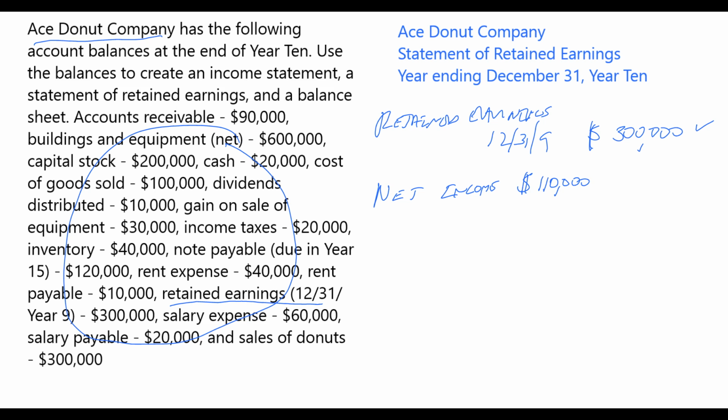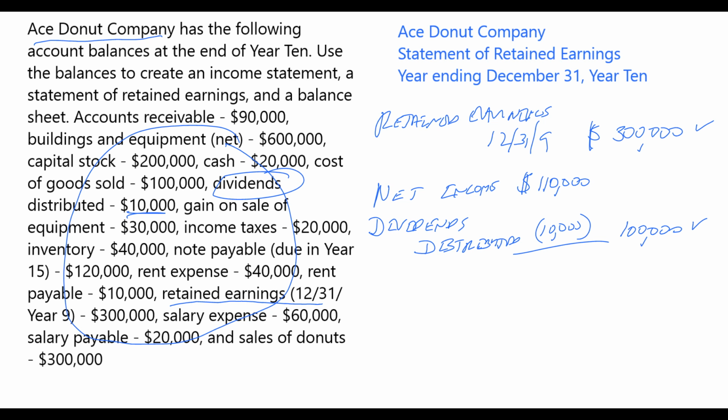But this company distributed some of those profits to the owners. They have a dividends distributed balance, and if you look over here, the dividends distributed is $10,000. So this company gave its ownership $10,000 because the company had been profitable. So the increase in net assets for this year is not 110,000, but 110,000 minus 10,000. The company got from being a business $100,000 bigger.